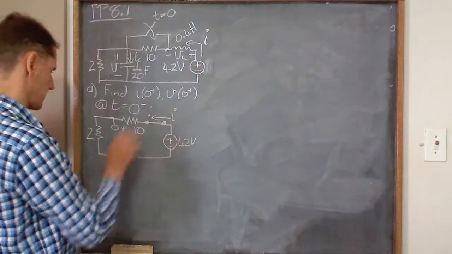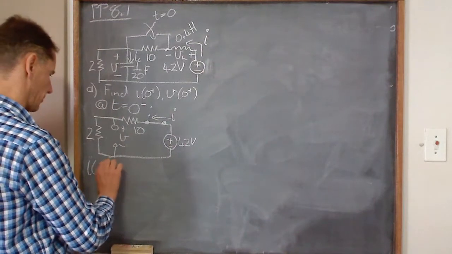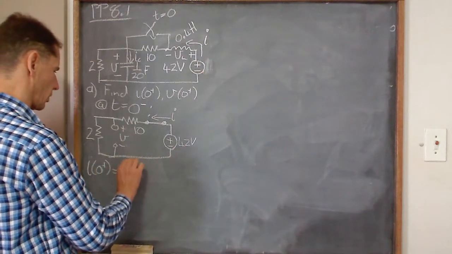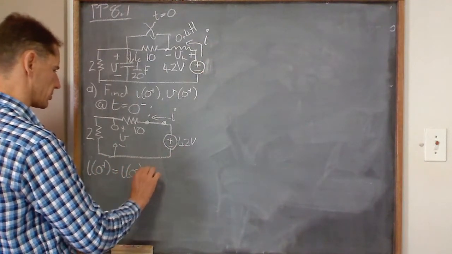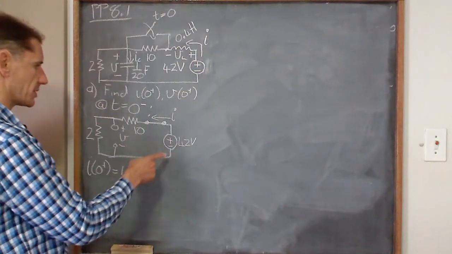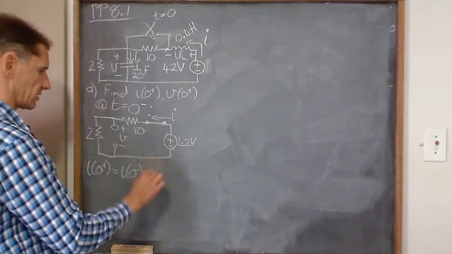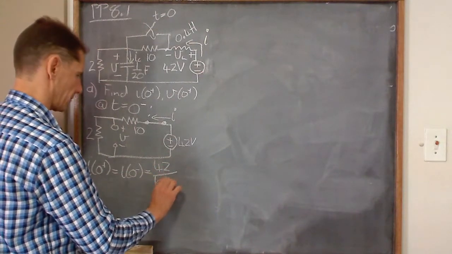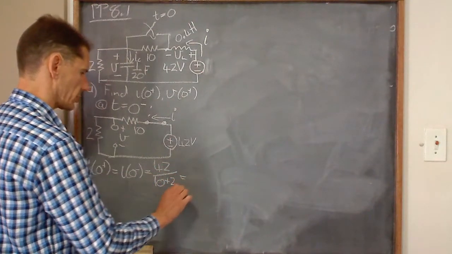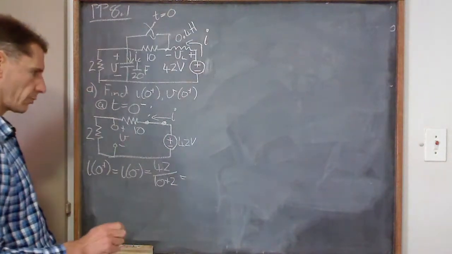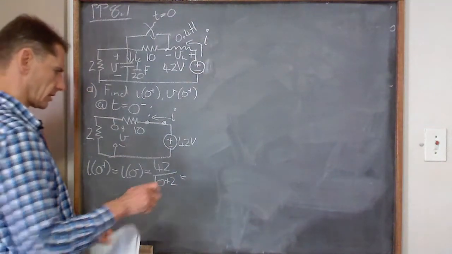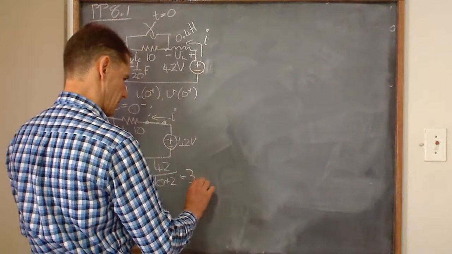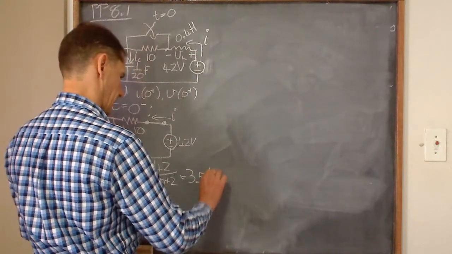Let's do the current again first. So I0 plus must equal I0 minus, because the current can't change instantaneously. Looking at this circuit, everything is just connected in series. So we've got 42 divided by the 10 plus 2, which is 42 divided by 12, which is not a pretty, nice round number. So that's 3.5 amps.